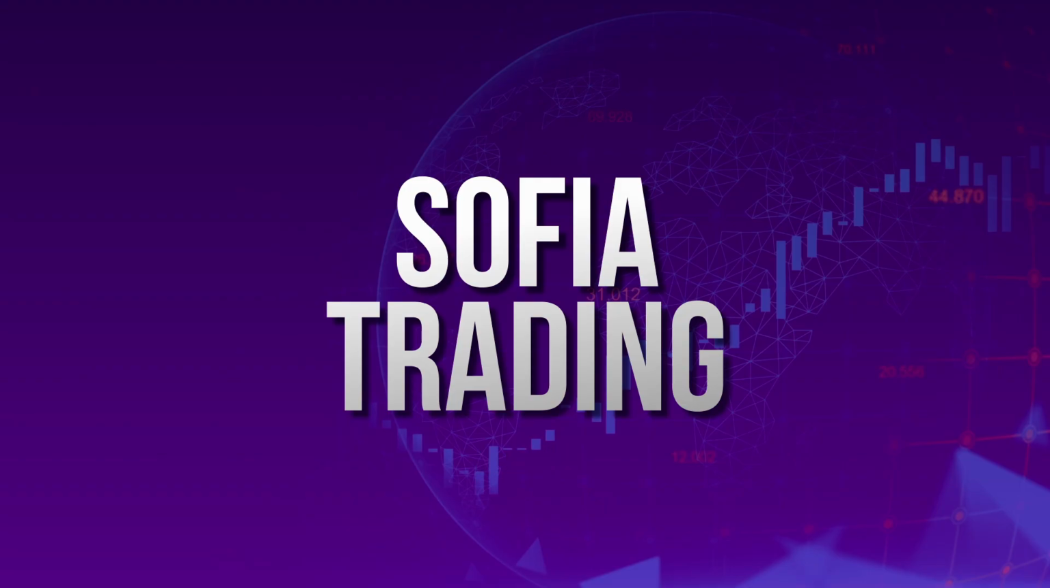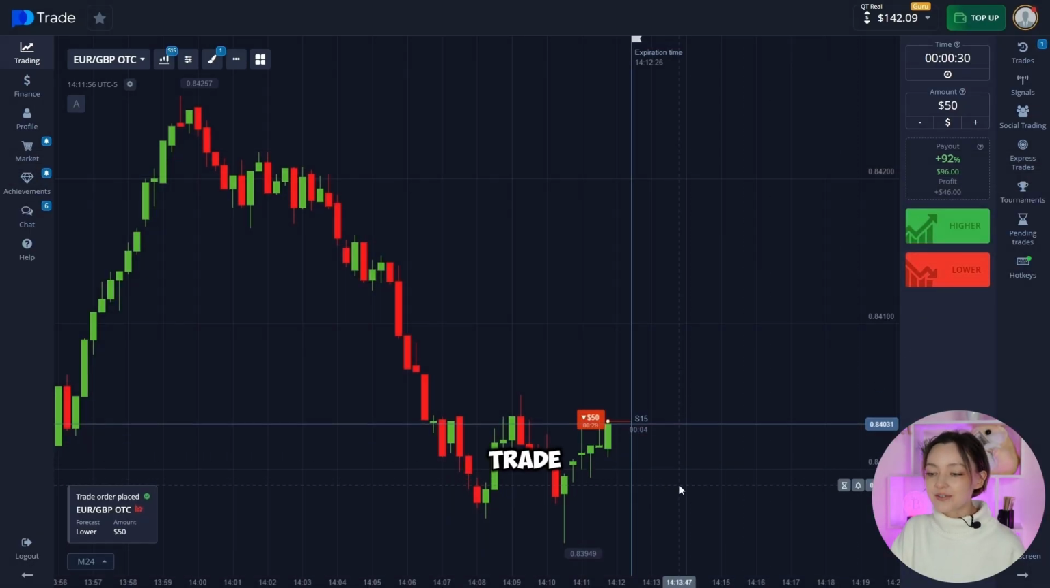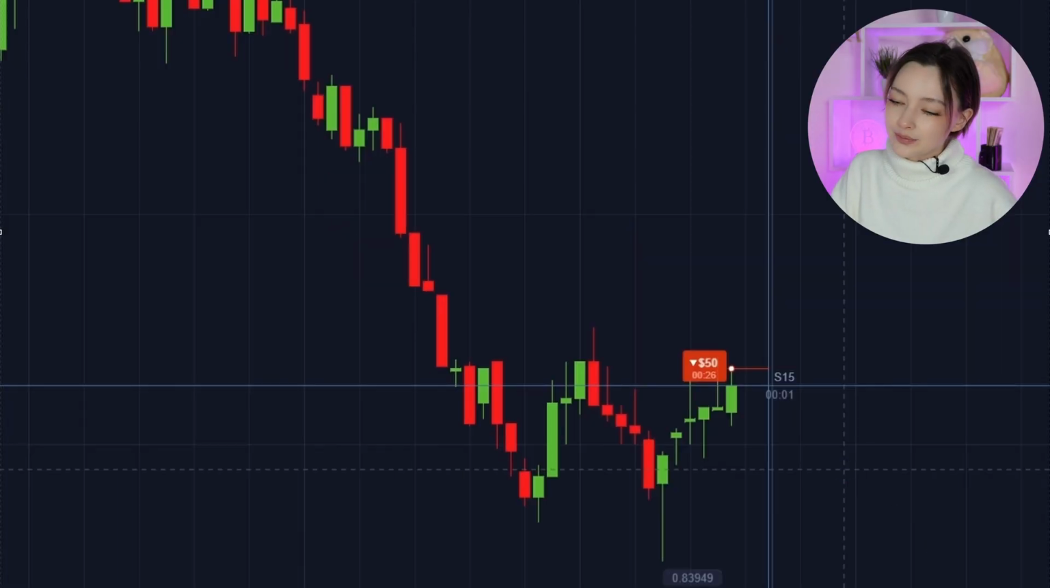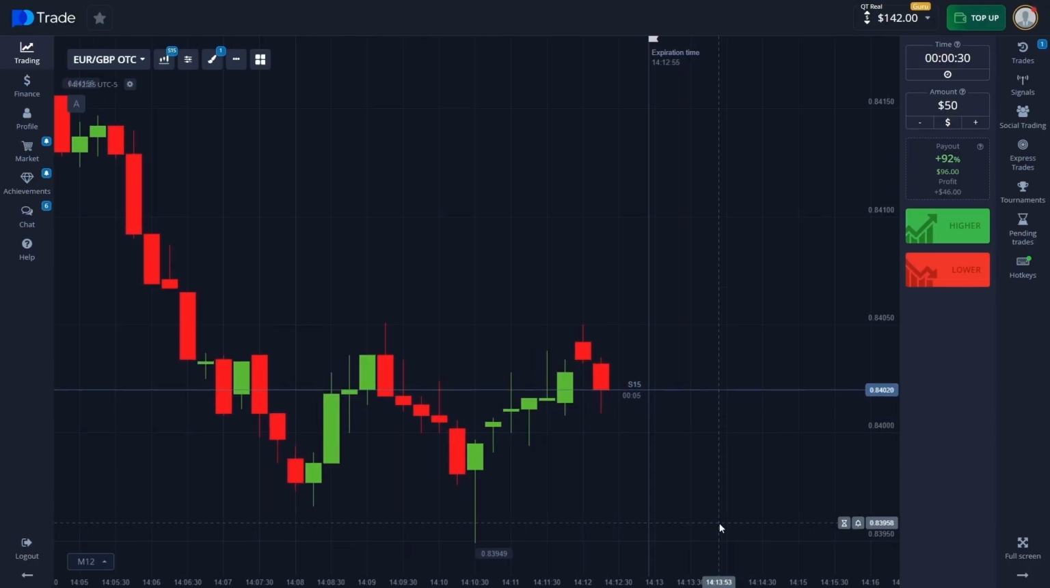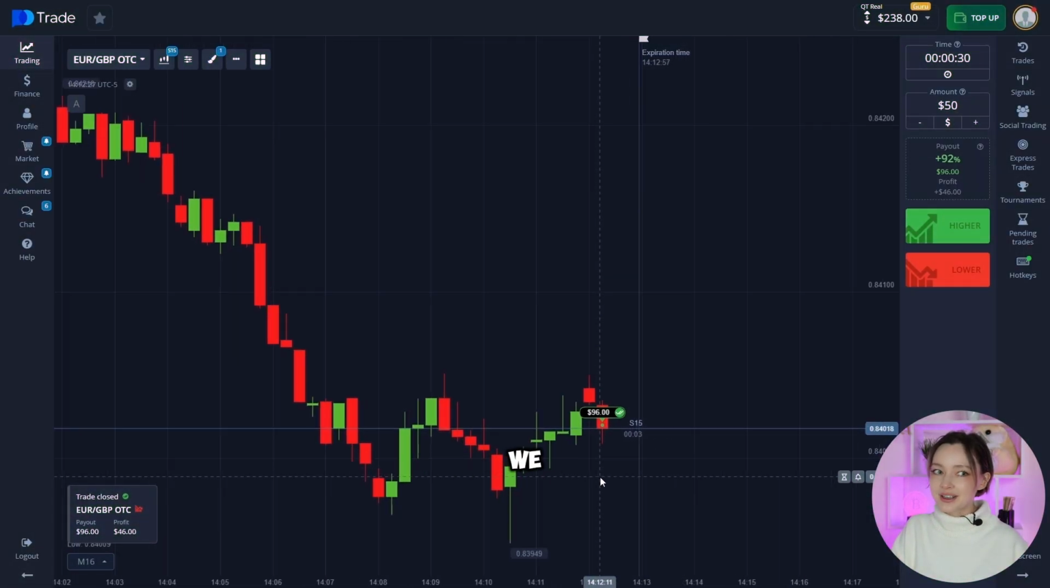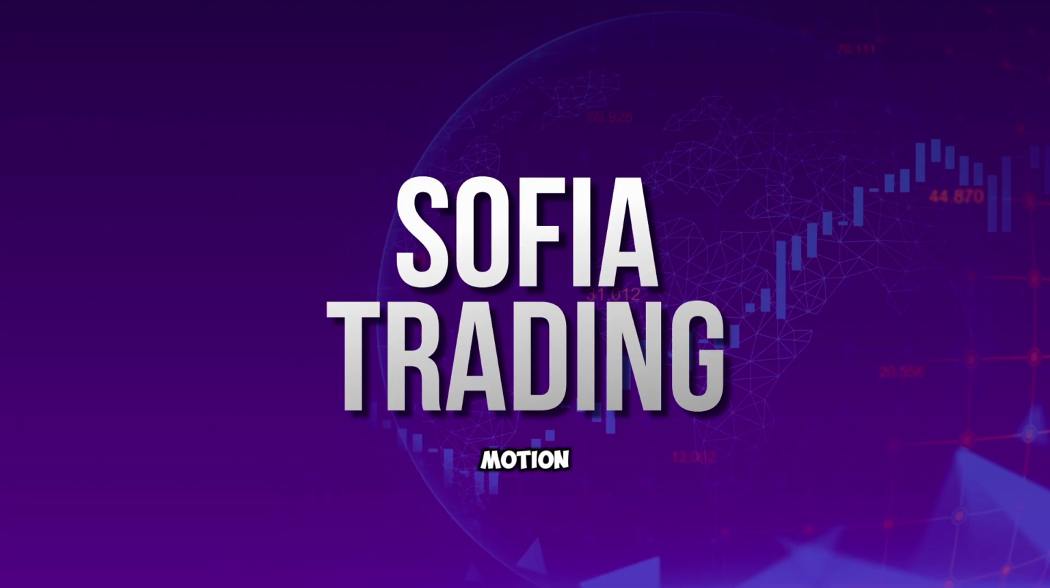Moving on. So I'm placing a downward trade for 30 seconds. In this case, I can see the price approaching the resistance level. Moreover, this approach was accompanied by a very impulsive candle, which is yet another confirmation of my entry point. Our trade closed in a profit. We captured a really nice motion.